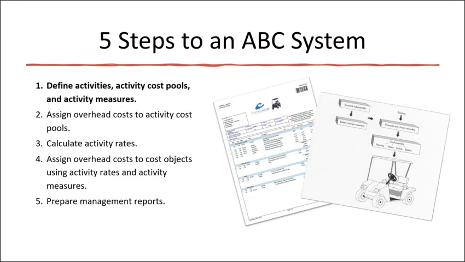Okay, there are 5 steps for an activity-based costing system. The first is defining the activities, activity cost pools, and activity measures, and this is a big one.